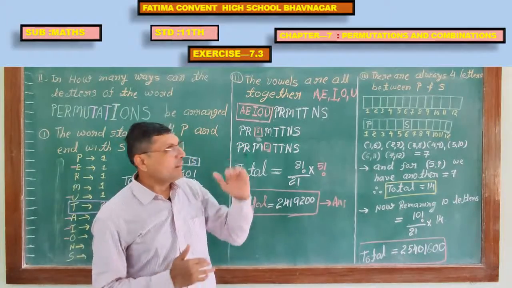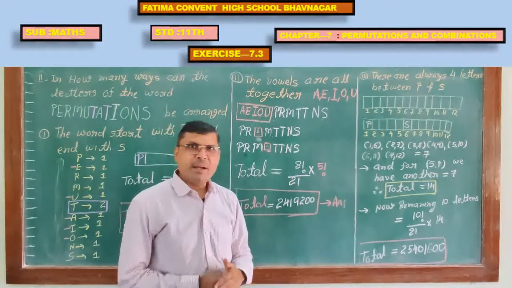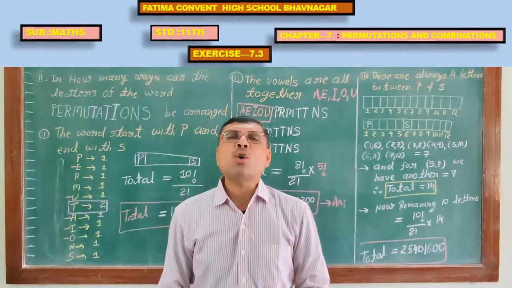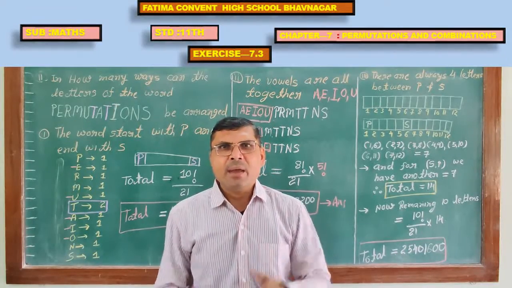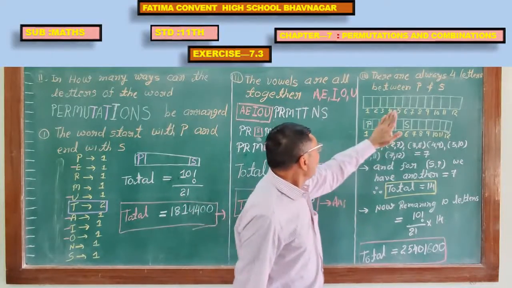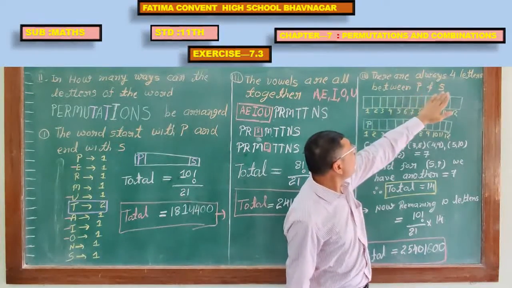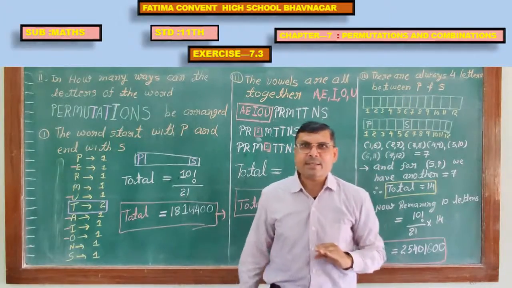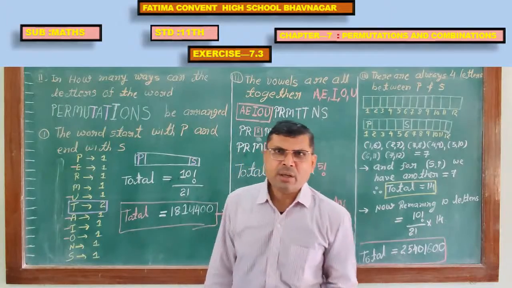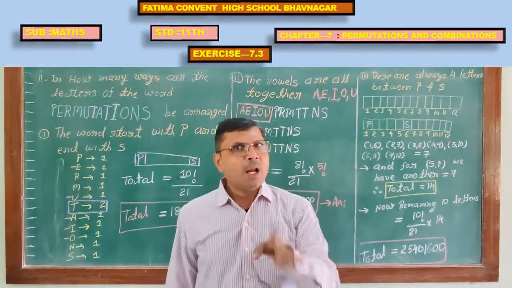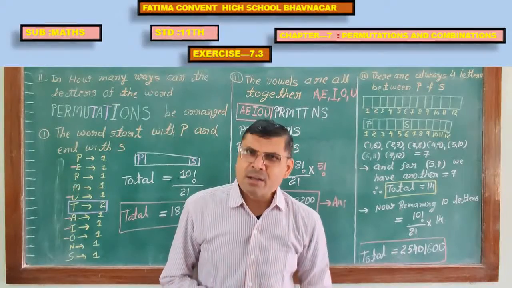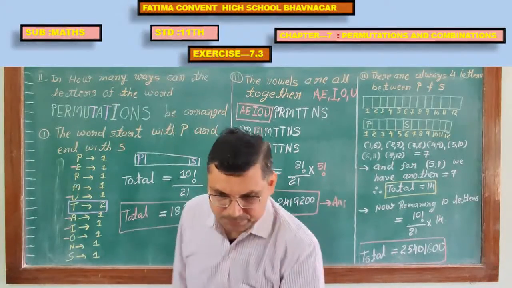But the last one is very, very interesting and totally different. Here there are a lot of possibilities, and you have to think. Let us see what. There are always 4 letters between P and S. We have to arrange the letters in such a way that there are always 4 letters between P and S. And let us see how it is possible.